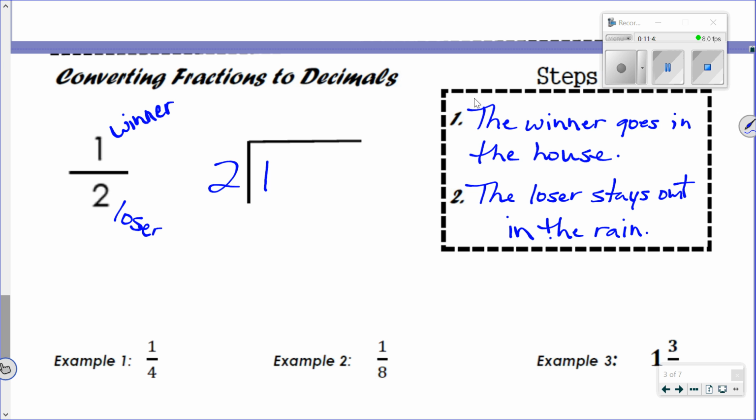Now I just do the math. Will 2 go into 1? No, so I need to do what? Add a decimal and a 0. Remember, my decimal immediately goes straight up. Don't forget to do that, guys. 2 goes into 10 5 times, and that's it. So 1/2 as a decimal is, who said that?